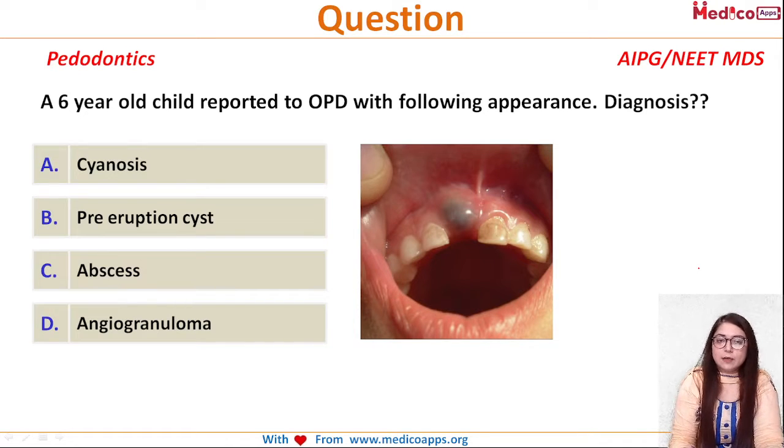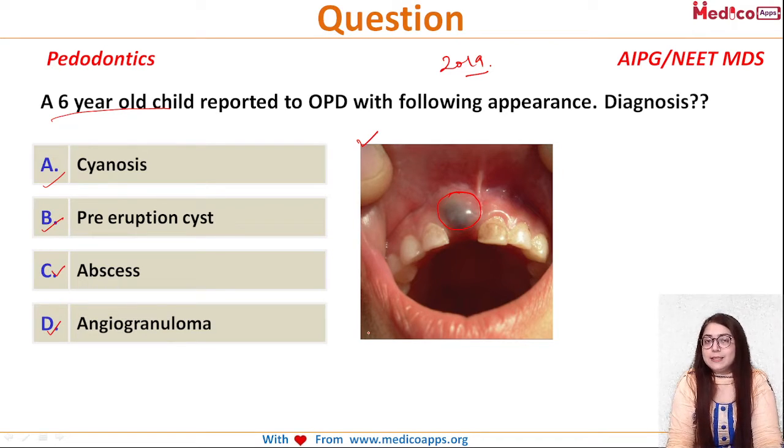So this is a clinical question, and this question has been asked in the year 2019 NEET PG examination. The question belongs to periodontics, and the question was: a 6-year-old child reported to the OPD with the following appearance, and this was the image given, and they were asking the diagnosis. Now in this image you can see the pathology, or the lesion, which you need to diagnose, and the options given were cyanosis, pre-eruption cyst, abscess, and angiogranuloma.